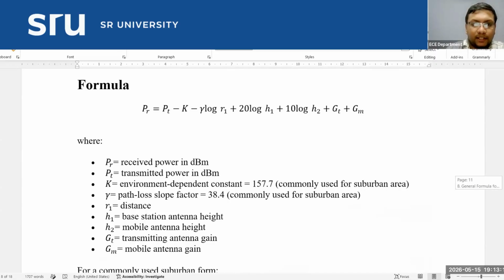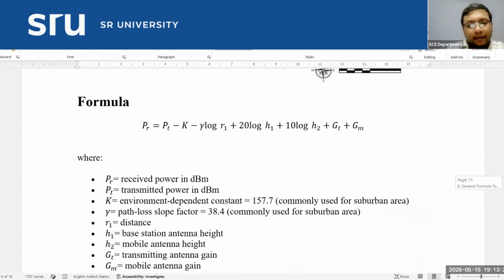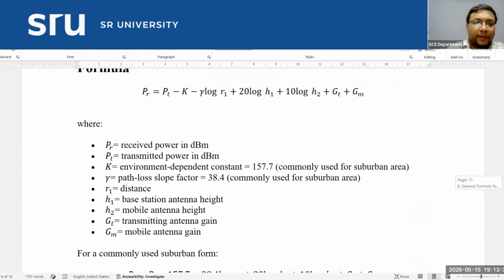So there is an equation. You can see the equation: PR, the received power, is equal to PT minus K minus gamma log R1 plus 20 log H1 plus 10 log H2 plus GT plus GM. There is one formula. So PR means the received power in dBm.